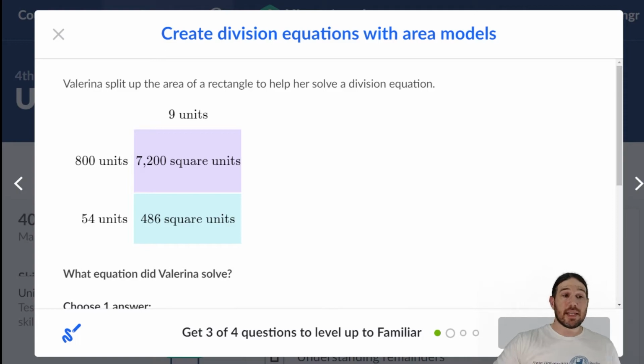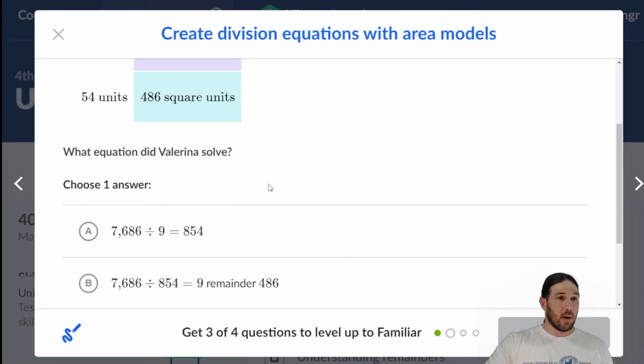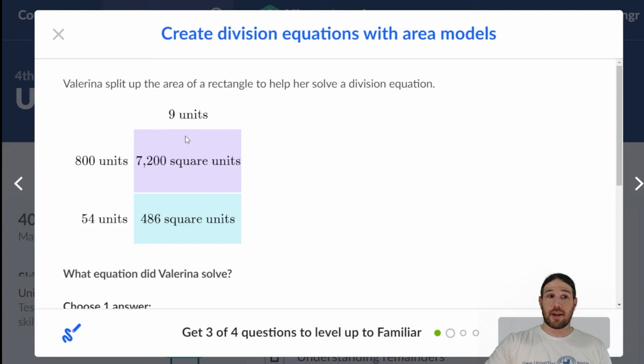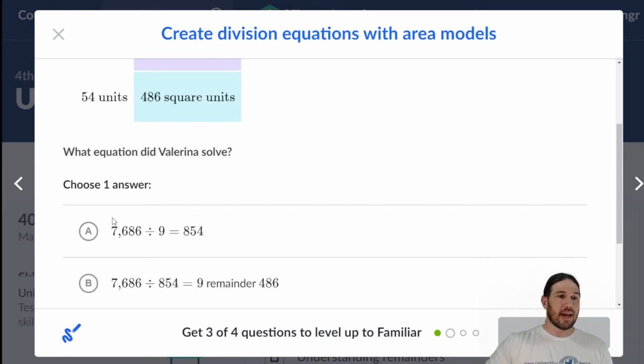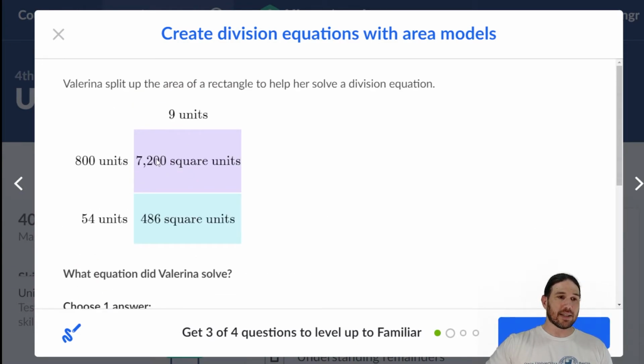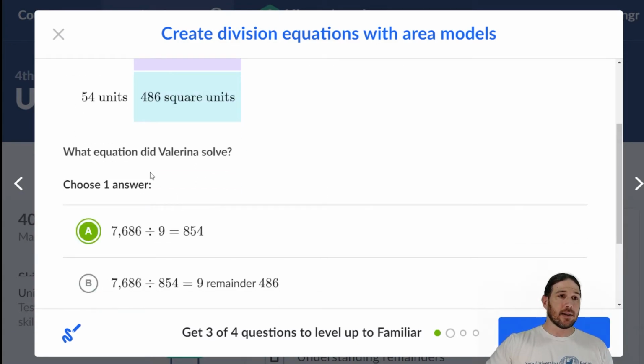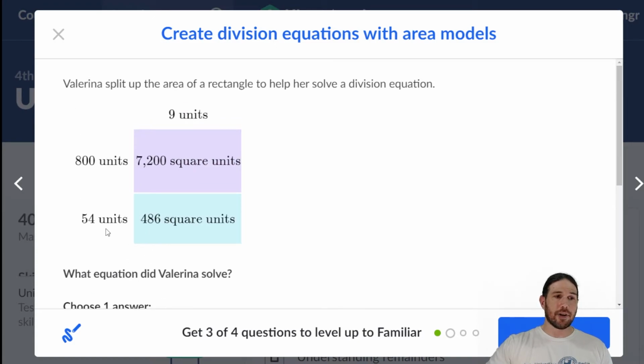Okay, same deal here. It looks like we have 7,686 square units, and we're dividing it by 9, this width here, to get this height, which is 854. So 7,686 divided by 9 is 854. I really wish I had a larger online following here, because I feel like this is something that I could do a whole lot more clarification on.